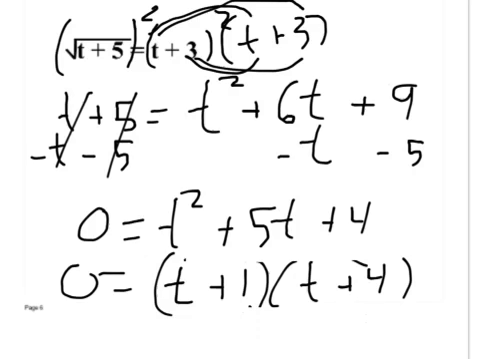Now, I need to do t plus 1 equals 0. What does t need to be if you add 1 to it and get 0? Negative 1. We subtract 1 from both sides. So t is negative 1. It's one of my answers. T plus 4 equals 0, so what does t need to be? Negative 4. Now we need to verify.